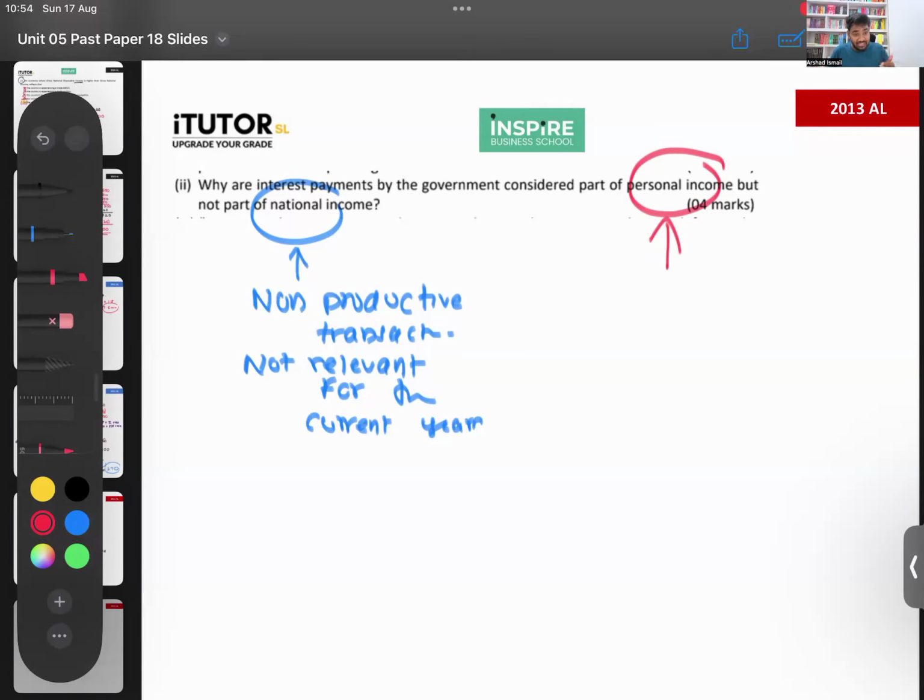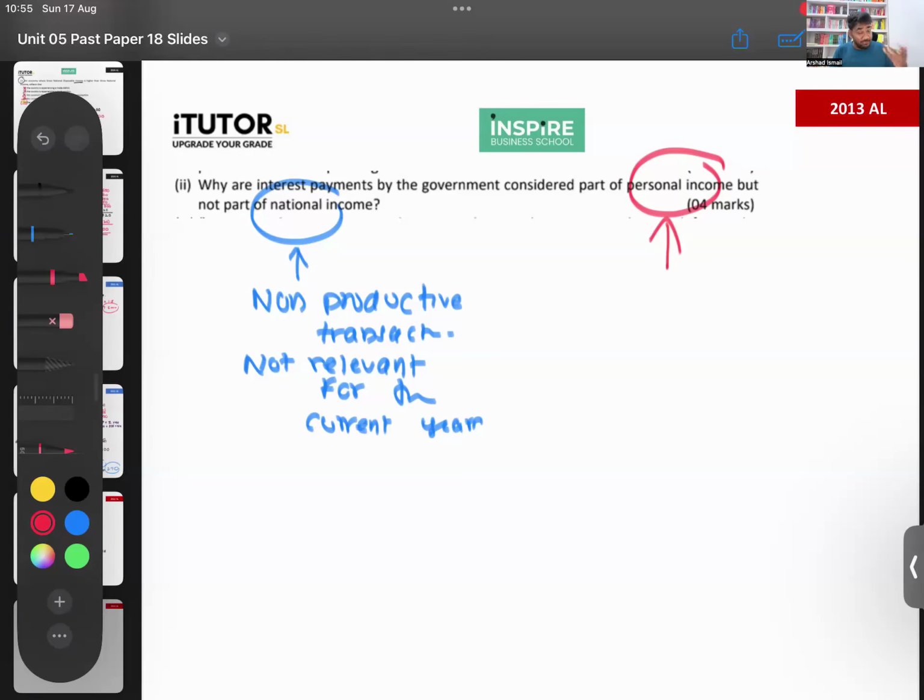So then every year, let's say it's a 5-year bond. For every year, I will get that 12% return. So it's a part of personal income. I get that money. A lot of people have done that in Sri Lanka. Many people who have money definitely buy treasury bills, bonds, and government securities.